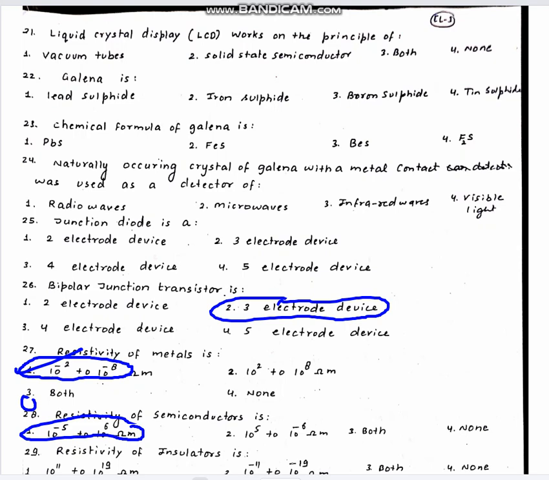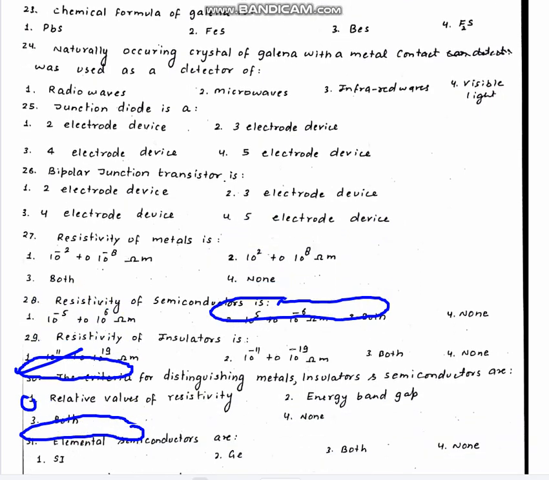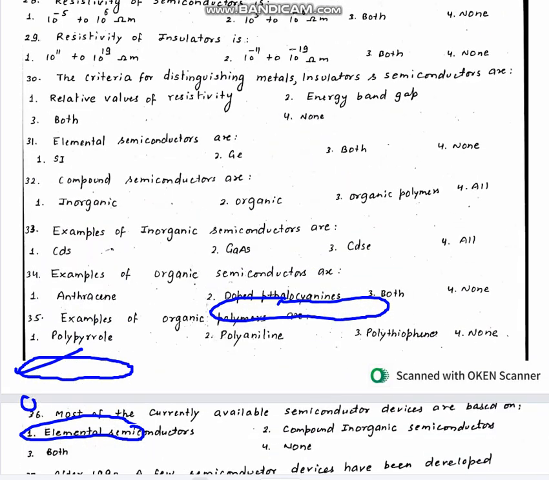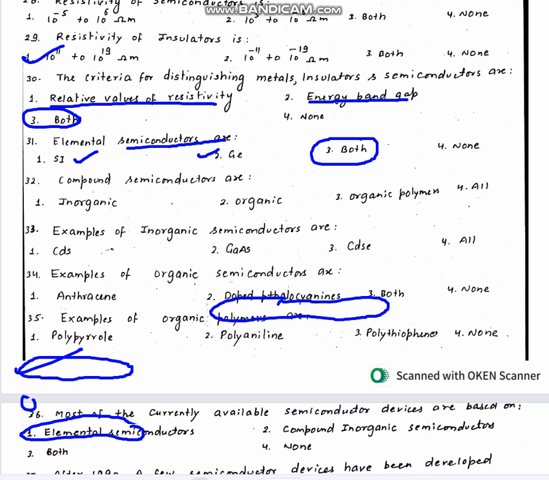Next is resistivity of insulators. Insulators have very high resistivity, and it's given by the first expression. First is correct. Next is the criteria for distinguishing metals, insulators, and semiconductors. It is either on the basis of resistivity or on the basis of band gap. So both are correct over here. Next is elemental semiconductors are. Silicon and germanium, which are group 14 elements, are natural elemental semiconductors. So third is correct. Next is compound semiconductors are. They may be inorganic, organic or organic polymers. So all are correct over here.